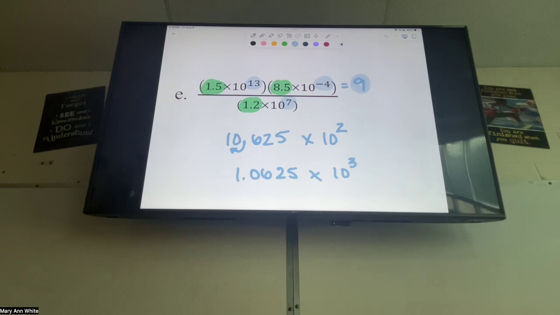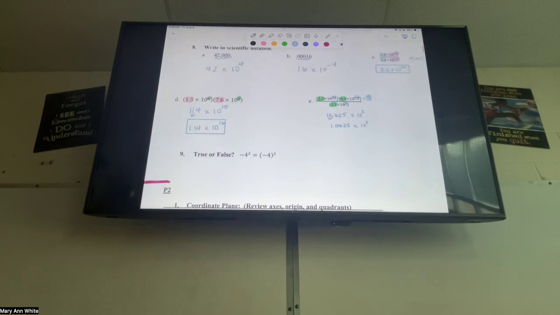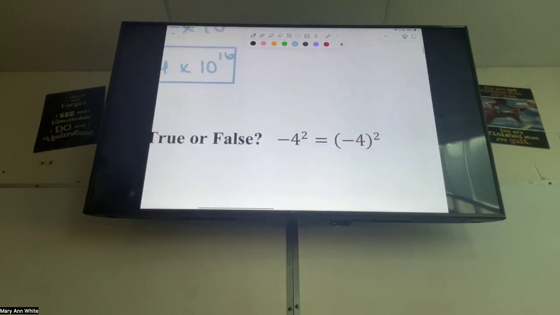And then the very, very last thing it wants us to remember, or it wants us to ask, is true or false, is -4 squared the same thing as parentheses -4 squared? No. Which one's gonna be my positive 16? The parentheses one. And then the non-parentheses one is negative because it's doing 4 squared and then it has that negative there. So just a quick reminder, those two are not equal to each other.